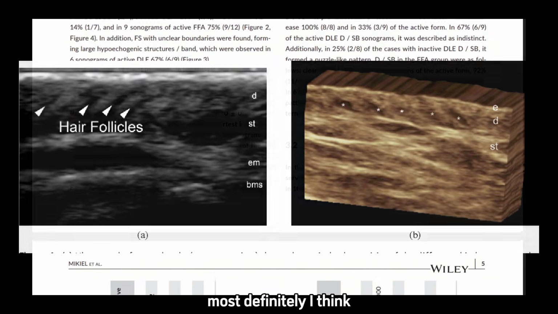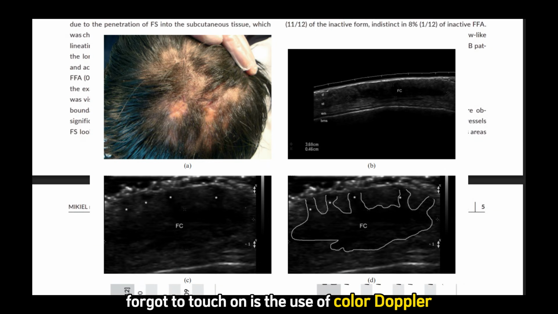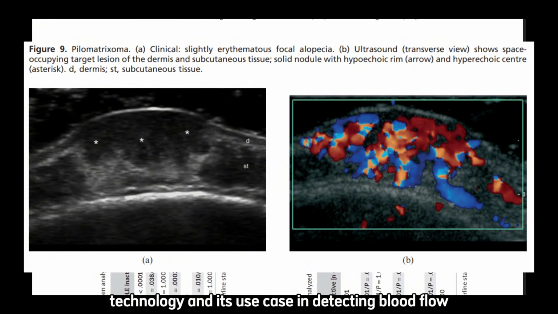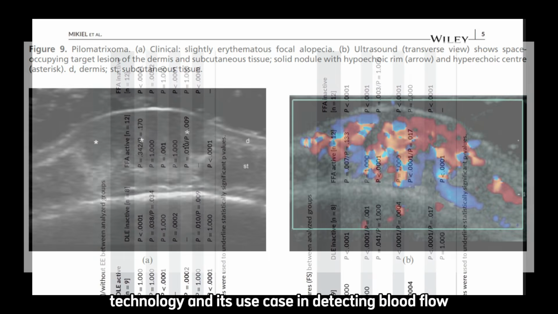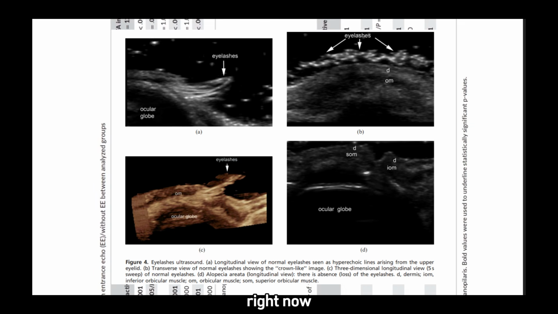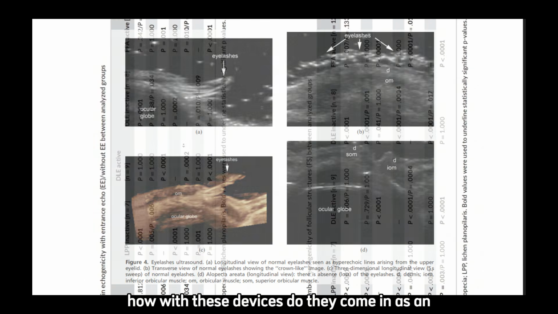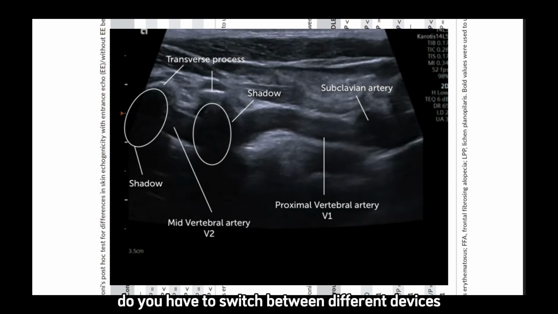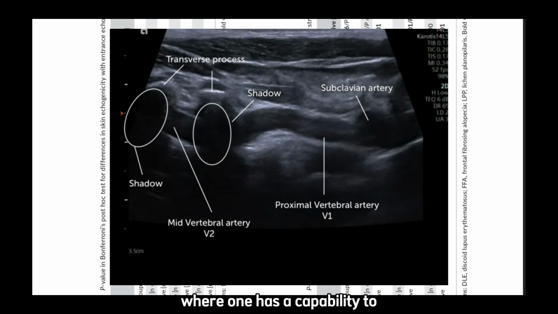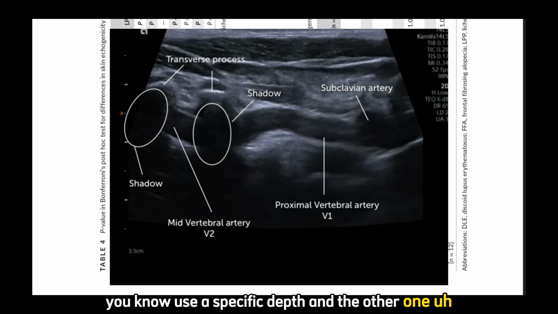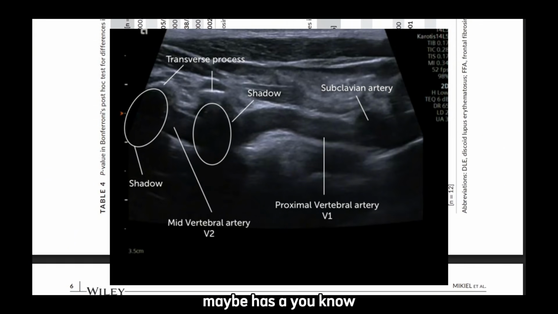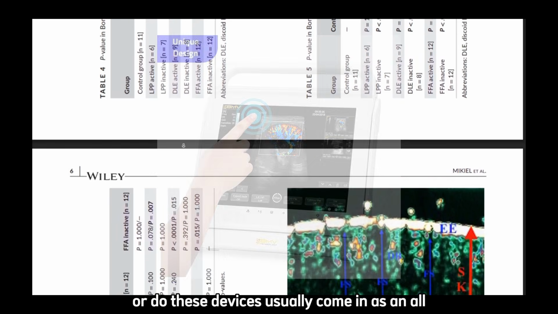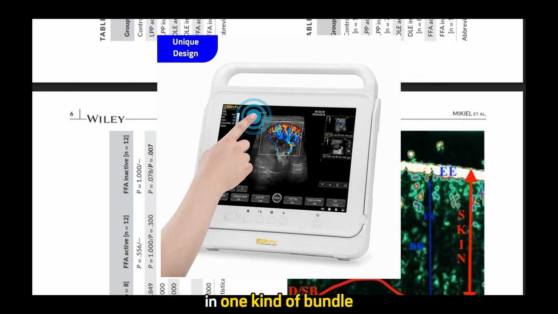Most definitely. I think another aspect that I forgot to touch on is the use of color Doppler technology and its use case in detecting blood flow, right? Now, how do these devices come in? Do you have to switch between different devices where one has a capability to use a specific depth and the other one is solely for color Doppler imaging, or do these devices usually come in as an all-in-one kind of bundle?